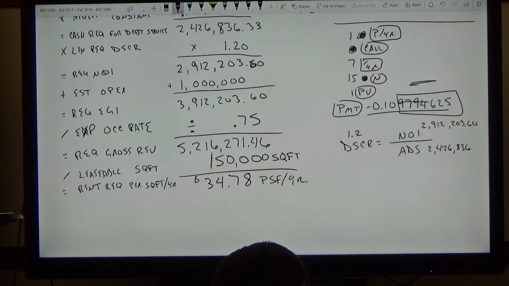But what if the market rent for comparable property is $40 a square foot per year? Then all of a sudden we look at this and say, oh, we only need to get $34 to be successful. Sure, the project makes sense.